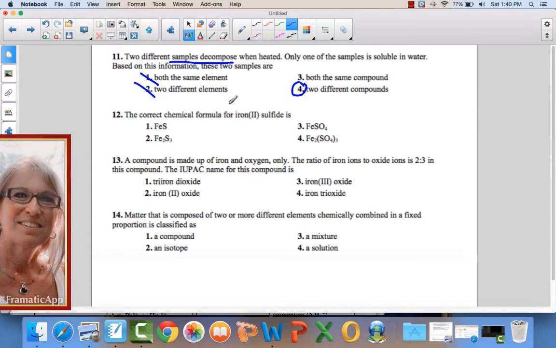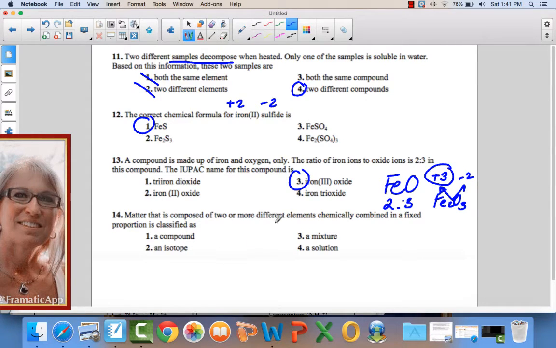Iron 2 sulfide, this is 2. I think we did this one already. This is -2. It's 1:1. FeS. A compound that's made of iron and oxygen only, the ratio of iron to oxygen is 2:3. So they have FeO, and this is 2:3. So that means our formula is going to be Fe2O3. Remember, as we drop and cross, we can go up and over. So this 3 came from here, and this 2 came from here.